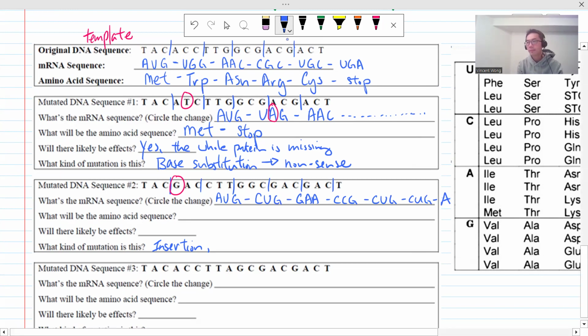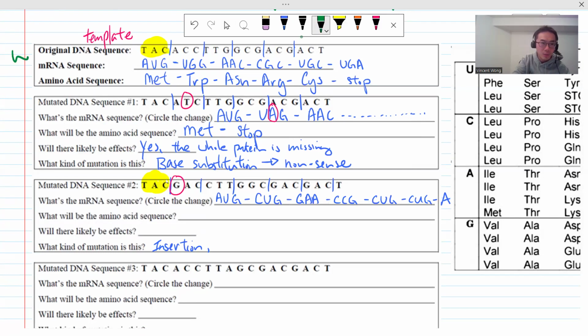Excuse me, Professor, I didn't understand how to know that TAC is not changed. Is that your question? Yes. So for TAC, you have to compare to the original, right? The original is TAC and this is still TAC, but we compare all of them to the original. In this particular question, this is the wild type, and these are different mutations of the original. Okay, now I got it. Thank you, Professor. Sorry for the confusion.